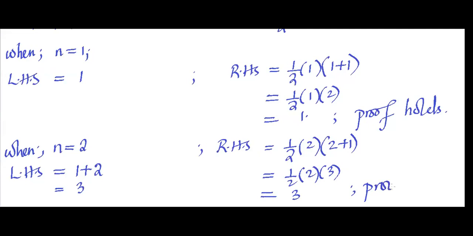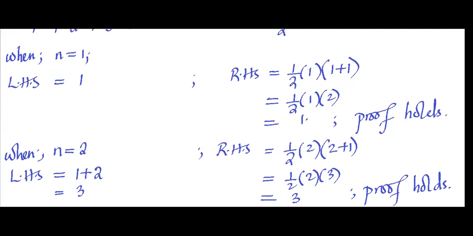And what do we say? Proof holds. So after checking at least 2 terms, you can check 3. But when you check these 2 terms, these 2 positions, when you realize that proof holds, then you have the right to go to the assumption stage. This is confirming that this series is true.